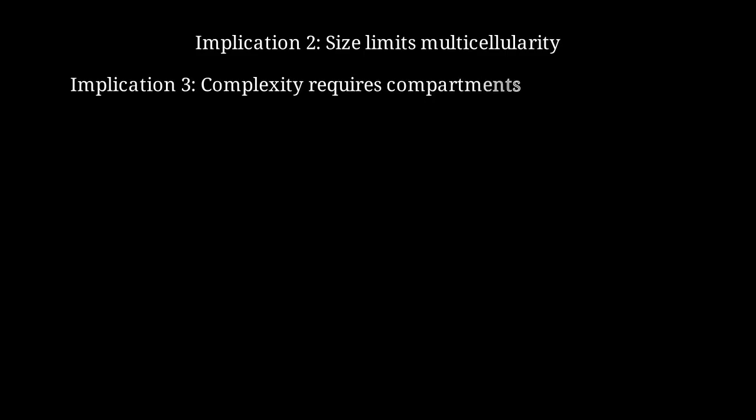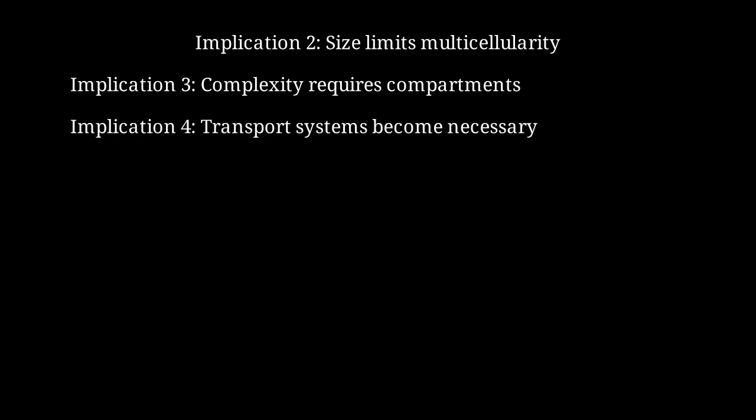Third, biochemical complexity requires compartmentalization. You need to separate different processes in space. This led to the evolution of organelles. Fourth, once organisms get large, they need transport systems. Blood vessels, xylem, and phloem in plants. These solve the diffusion limitation at the organism level.